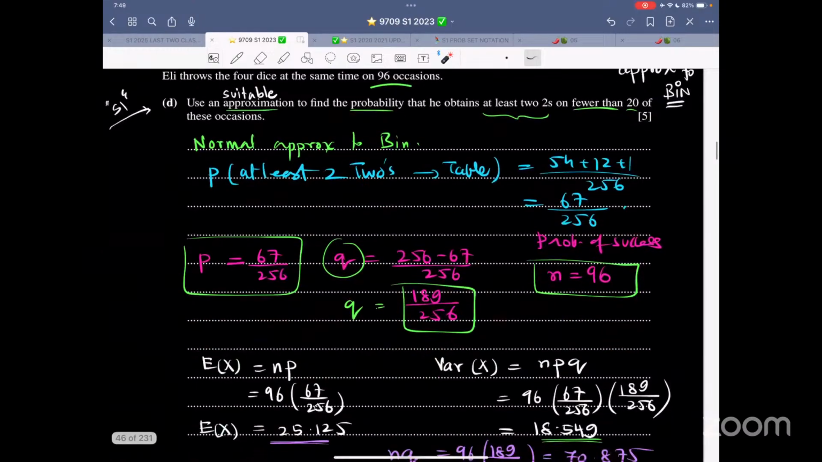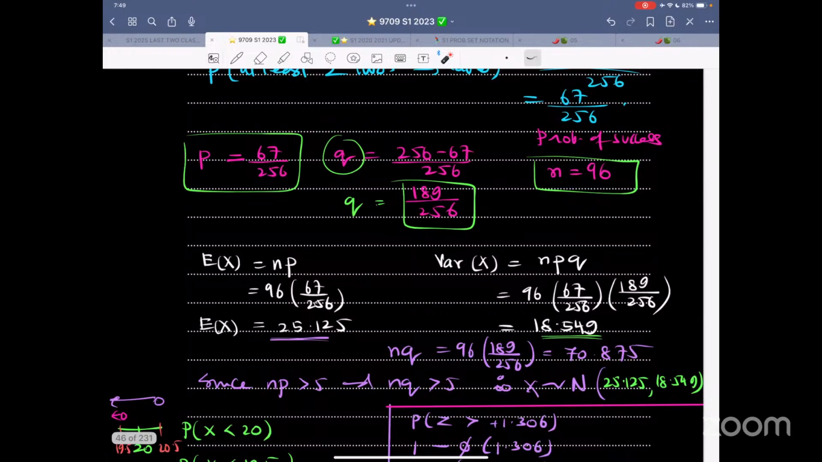So therefore, at least 2 2s, 54 plus 12 plus 1 over 256, this is the probability of success. Probability of failure, 1 minus probability of success, number of trials is 96. So now you can add one more step over here. That is, X follows a binomial distribution, that is B(96, 67 over 256).